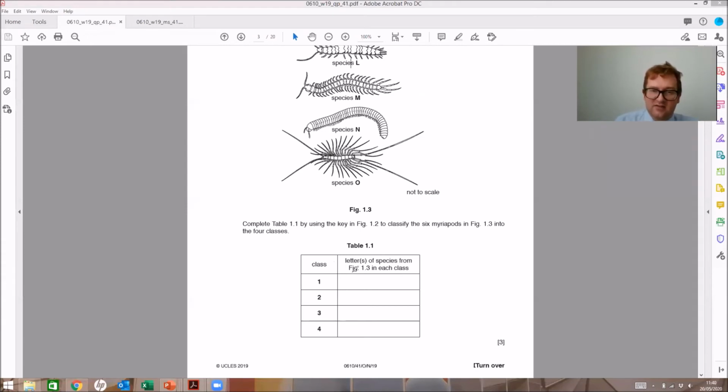So let's fill in our answers here. Class 1, we remember, was species J, because that had no eyes and hair. Class 2 was species L, because that had no eyes and no hair. For class 3, this was species M, because it had eyes and 1 pair of legs per segment in the body. And class 4 was species K, N, and O, because all 3 of these species had eyes and 2 pairs of legs per segment. You had to put all 3 down to get that last mark for class 4.